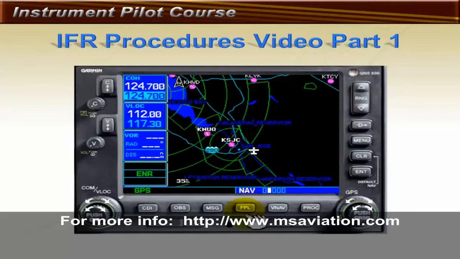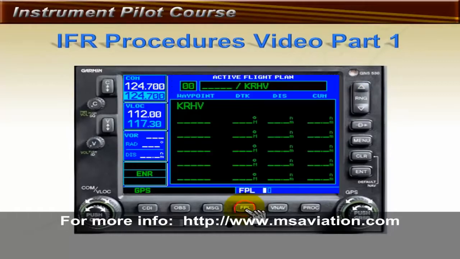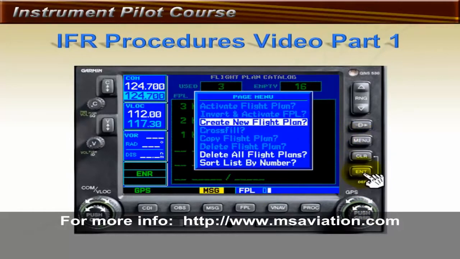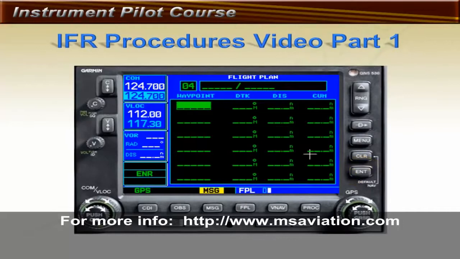So what we're going to do is choose this button, Flight Plan, and build up this flight plan. Of course, you'll need your en route chart in front of you in order to build this plan. So let's go to the Flight Plan Catalog, which is the next page, and build a new flight plan. First we press Menu, then Create New Flight Plan, press Enter. That's the S button, or OK button. And now we're going to put Reed Hillview first, KRHV.